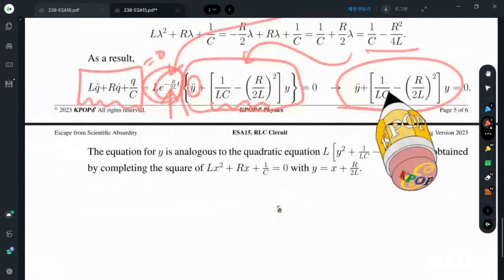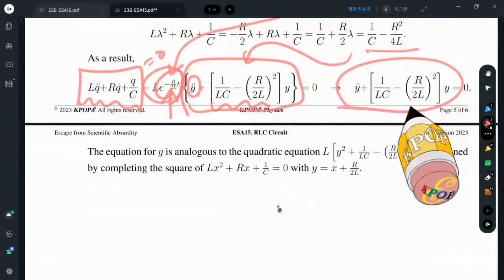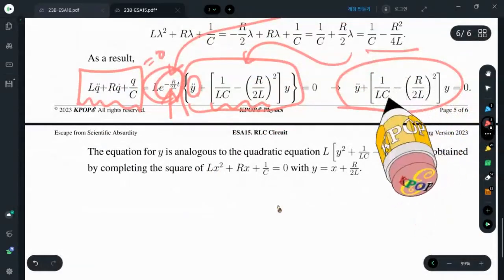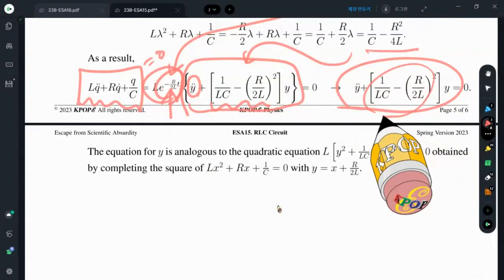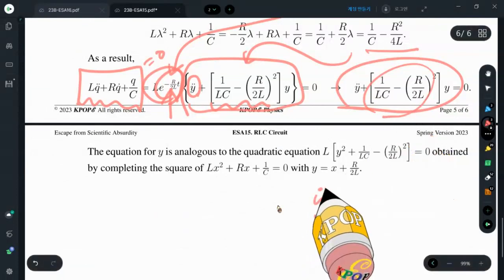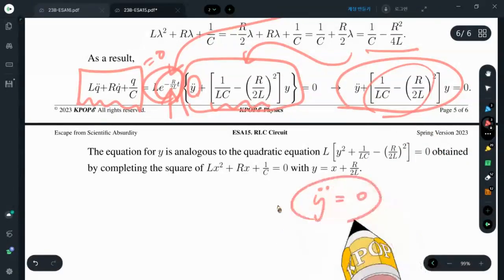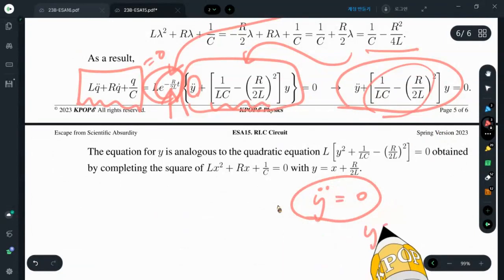We know how to solve this equation. For example, for critically damped motion, this one becomes 0. But usually there is no explanation of how to solve the critically damped solution. But this one, even high school students know how to solve this.